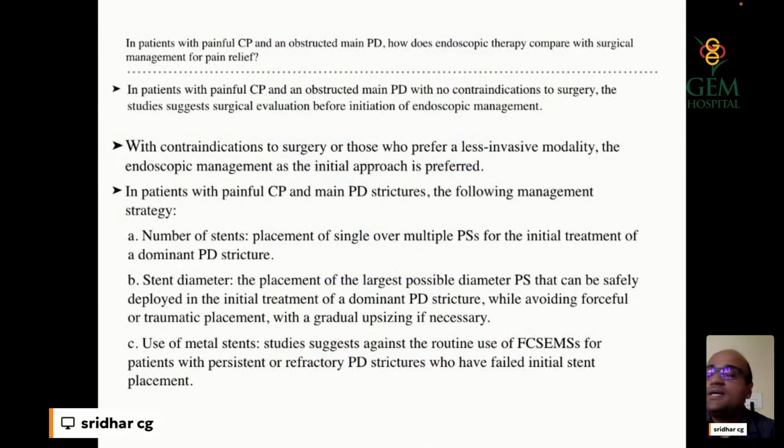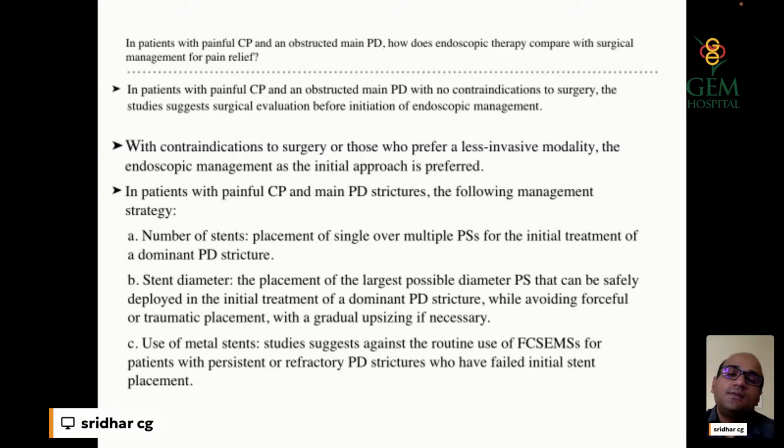Another very important area where we find endoscopy to be very useful is chronic pancreatitis. But we need to understand the surgical approach is the mainstay when it comes to the chronic pancreatitis management, especially with a fibrotic disease like chronic pancreatitis. And surgical intervention is the mainstay in case of chronic pancreatitis with the obstructed main PD. Only when contraindication is there to surgery, we need to consider or offer a less invasive modality like endoscopy.